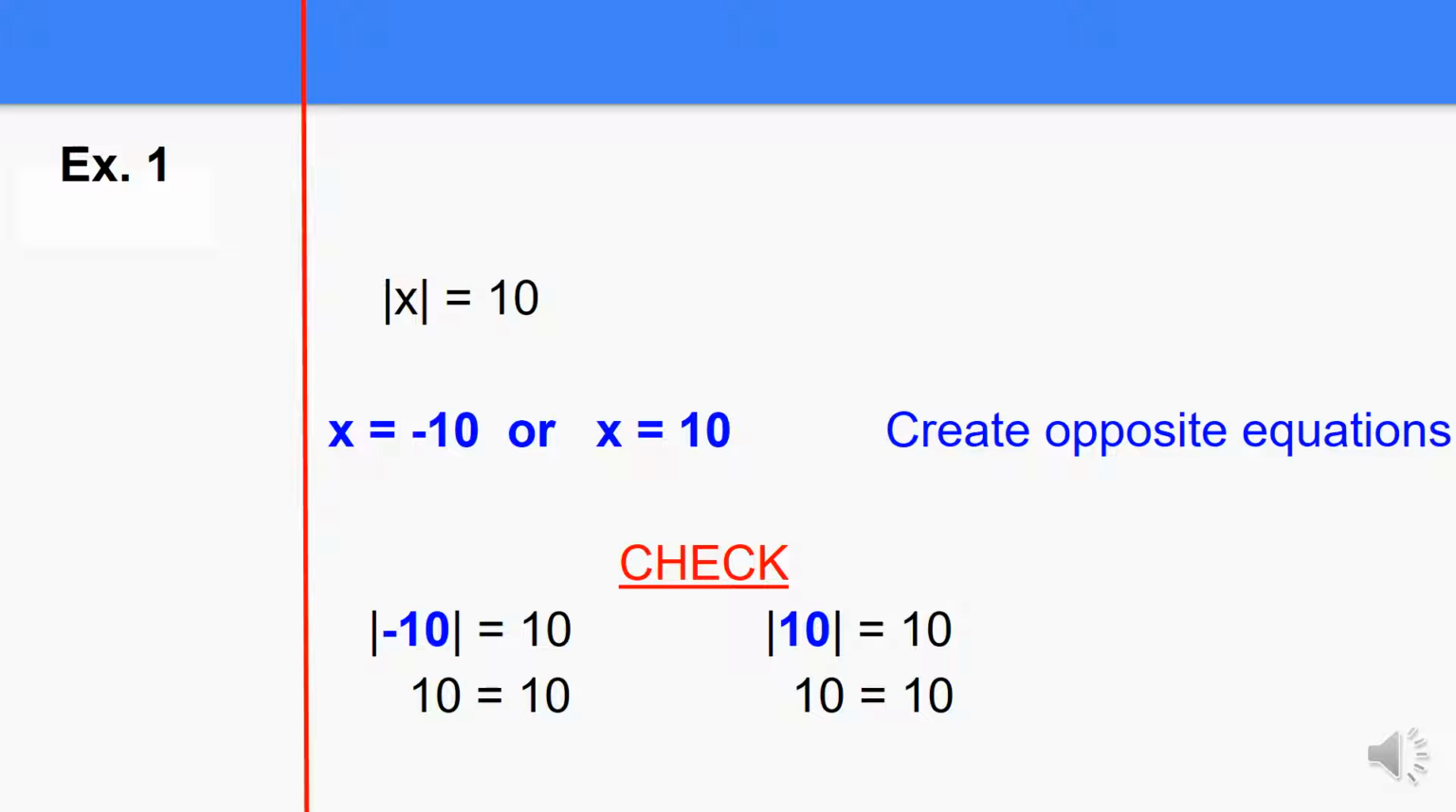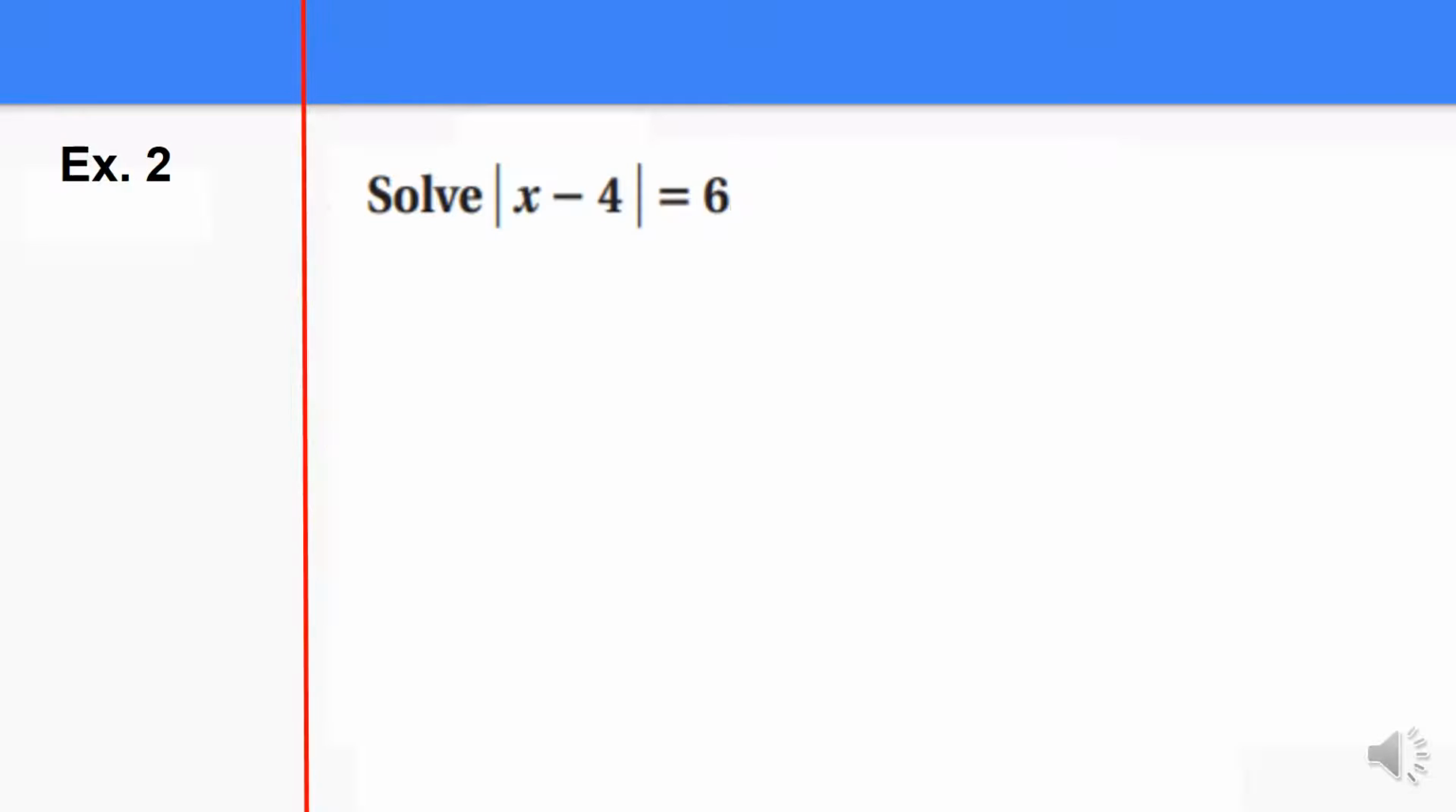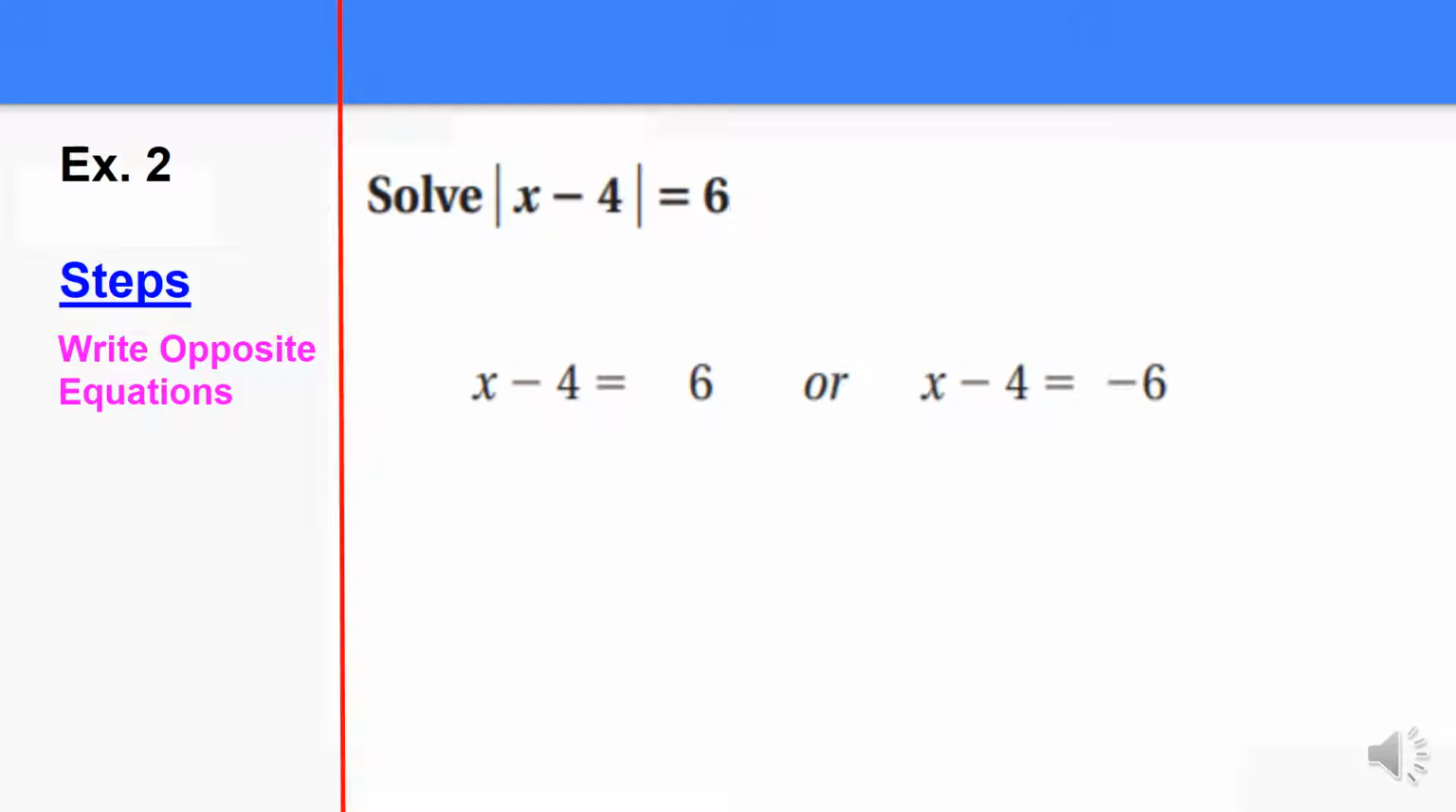Next, we plug in the +10. Same thing. Absolute value of +10 is a +10. This works. Now it's a little bit trickier. We have an expression inside the absolute value, but we do the same first step. Create or write opposite equations. We no longer have the absolute value symbols. They're gone. But x minus 4, that expression, equals either a +6 right here or a -6 right here.